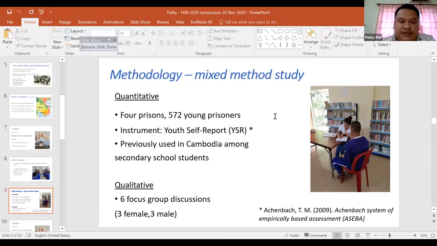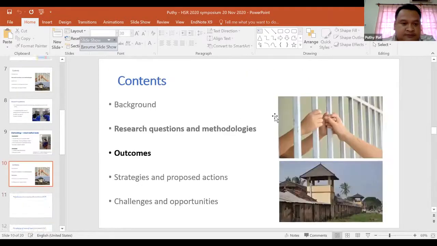In our quantitative study, we conducted a cross-sectional study with 572 young prisoners in 4 different prisons, and we used the JUTSE report. This instrument has been used in Cambodia before and has been translated into our national language, and it was used in a Cambodian secondary school study. In our qualitative study, we conducted 6 focus group discussions with the same age group of young prisoners, 3 female groups and 3 male groups.